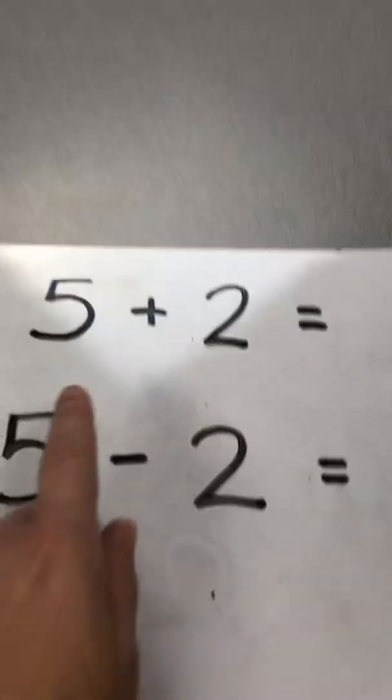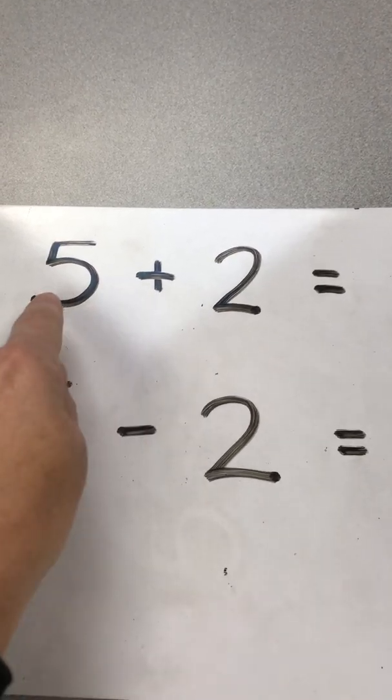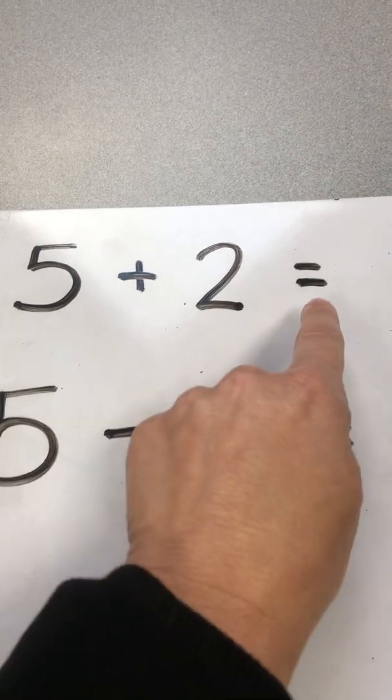I'd like to show you some ways to solve addition and subtraction problems using different math strategies. All right, here are the two math problems that we're going to focus on. One of them, as you can see, is an adding problem. It says 5 plus 2 equals.